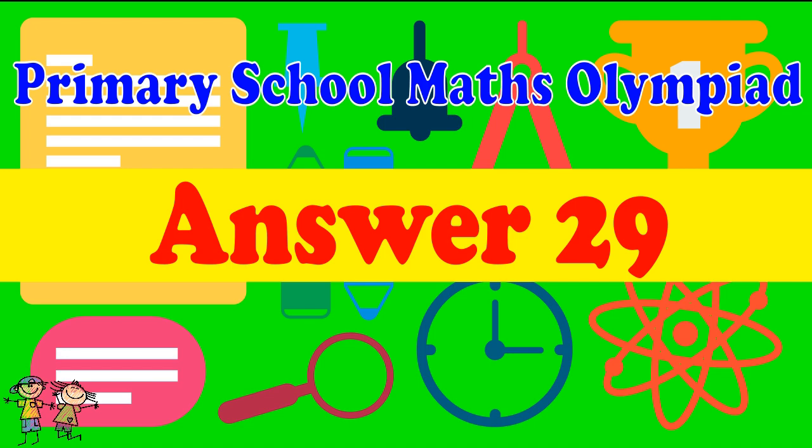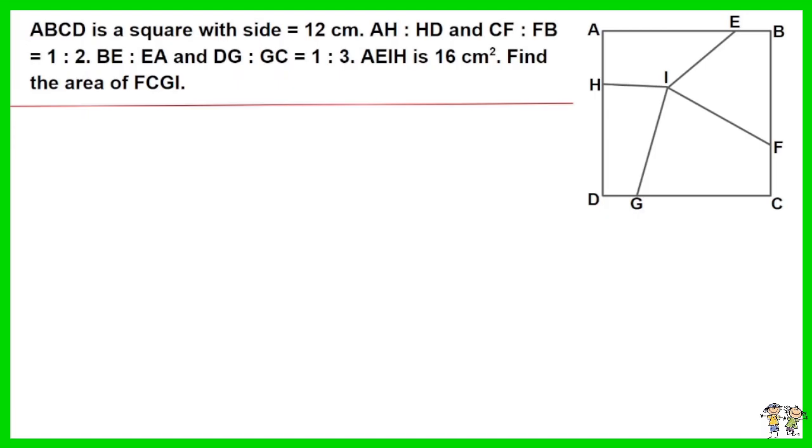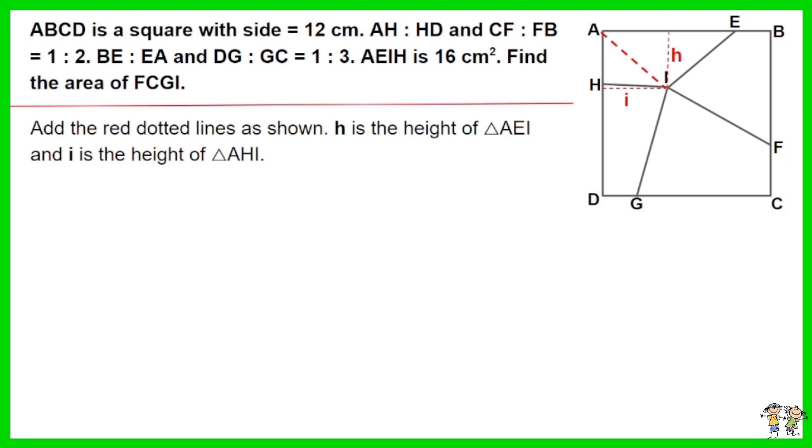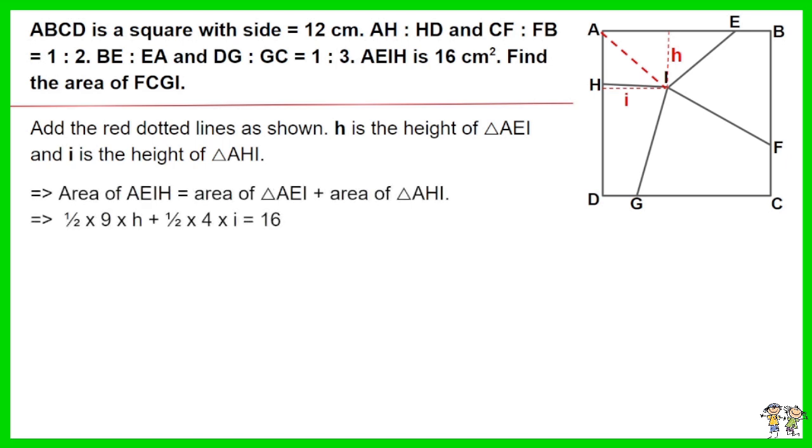Answer for question 29. Add the red dotted lines as shown. H is the height of triangle AEI and I is the height of triangle AHI. Area of AEIH equals area of triangle AEI plus area of triangle AHI. Area of triangle AEI equals half times 9 times H. Area of triangle AHI equals half times 4 times I. Solve the equation, we have 4.5 H plus 2I equals 16. This is equation 1.